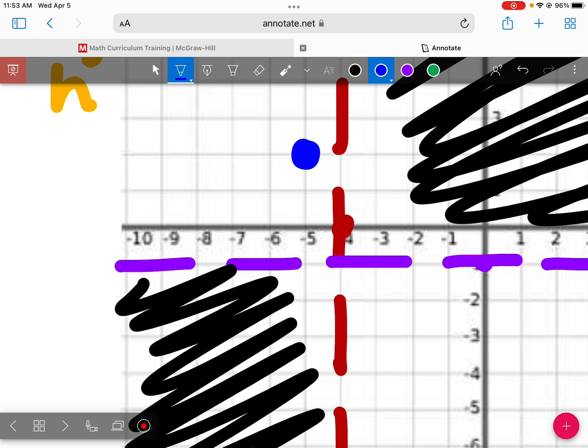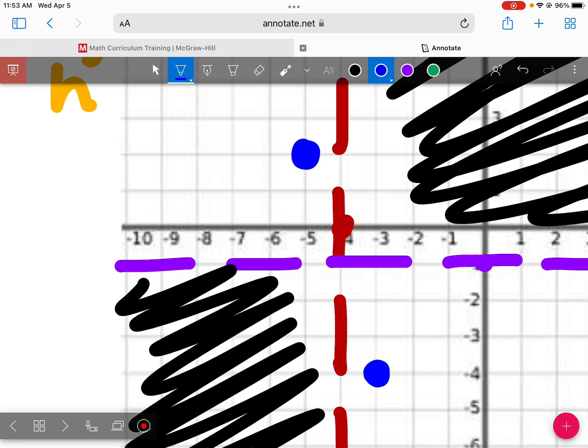Go back to where they cross. I went up 3. Now I go down 3. 1, 2, 3. And I have to jump which way this time? I can't stay on the asymptote. I have to go to the right. Why to the right? Yep, we're not supposed to be in the plus. We scribbled it out. I can't put a point where the scribbles are.